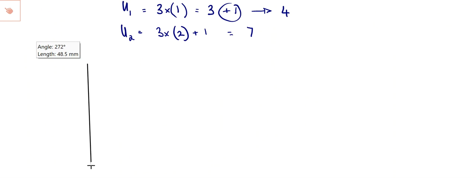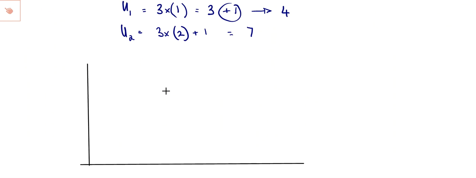If I draw a graph, and on this graph, this is the n and this is the Un value, 1 will be at 4, 2 would be at 7, 3 would be at 10. Okay, so if I plot that, I would end up with a straight line. So that's why it's called linear. All right, that was just a quick recap.